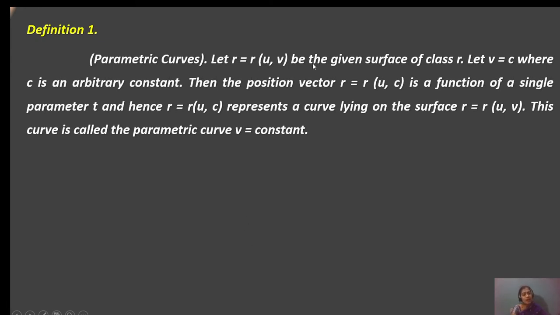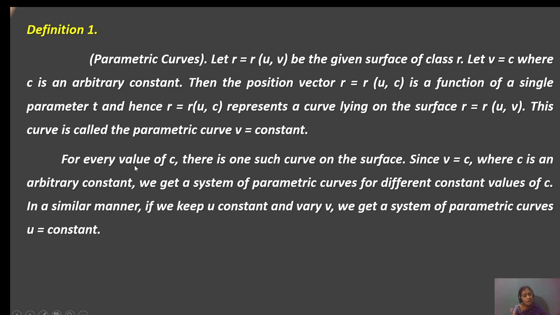Let r = r(u,v) be the given surface of class r, and let v = c, where c is an arbitrary constant. Then the position vector r = r(u,c) is a function of a single parameter, and hence r = r(u,c) represents a curve lying on the surface r = r(u,v). This curve is called a parametric curve. Here v is constant because c is an arbitrary constant.